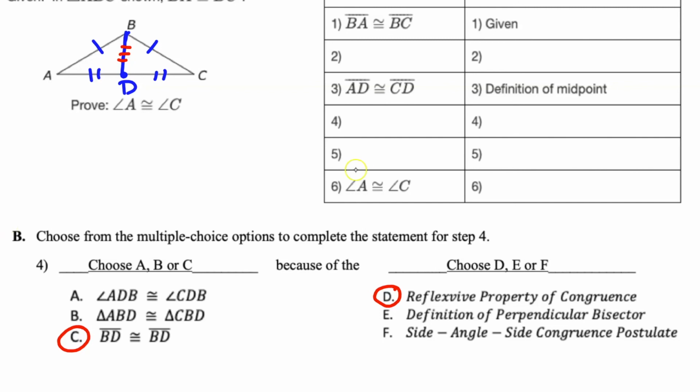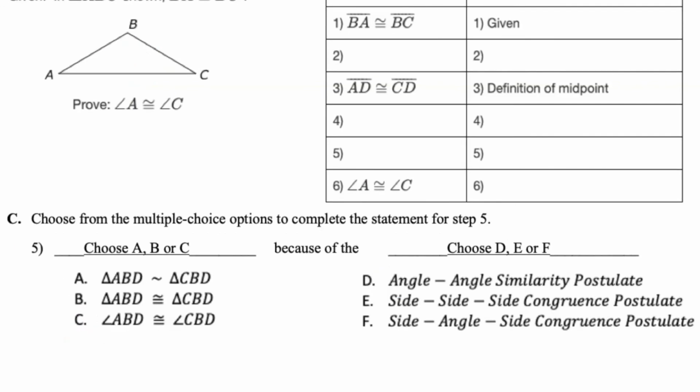All right, getting closer to the end now. Question 5. So now that we have all this information, right, I'm going to redraw it again. We have BD, right? We proved this was congruent to this. We proved this was congruent to this. We proved this was congruent to this. Do we have enough information to prove these triangles are congruent? And yes, we do.